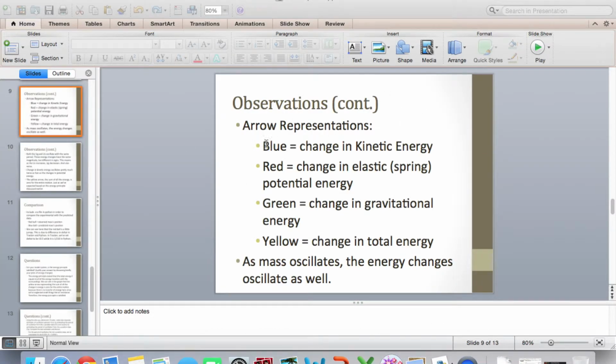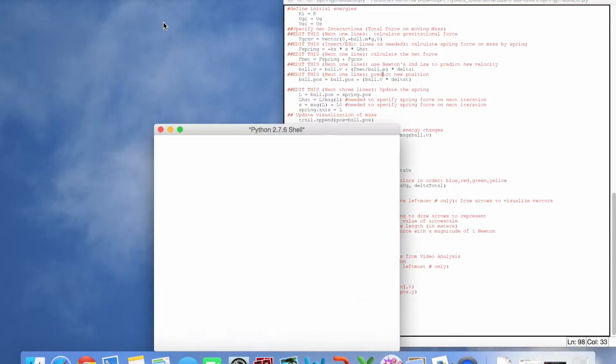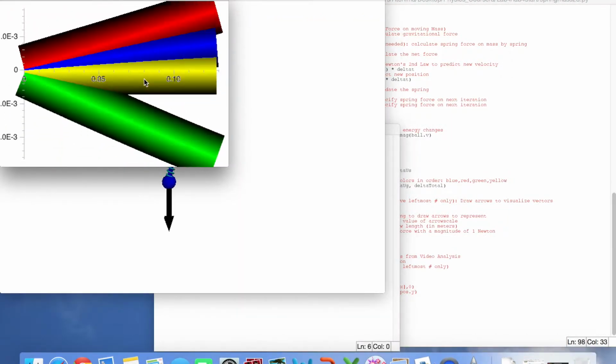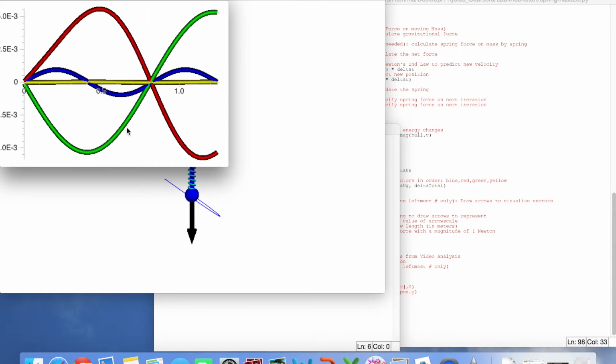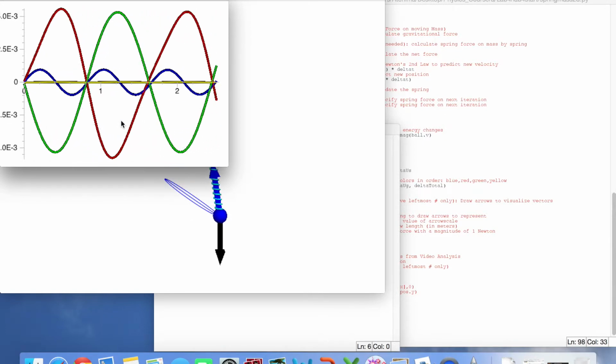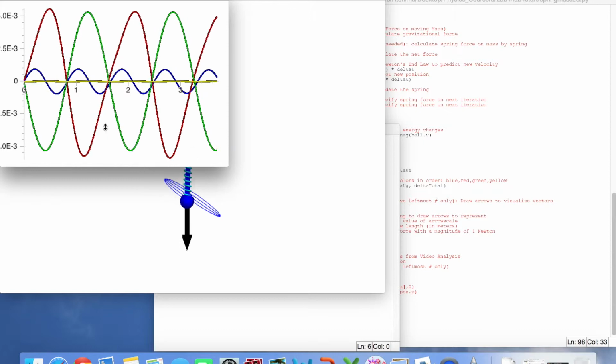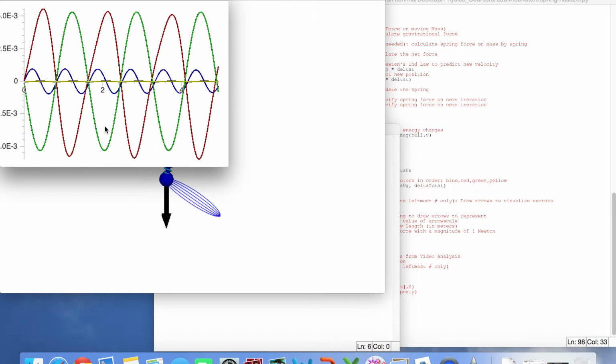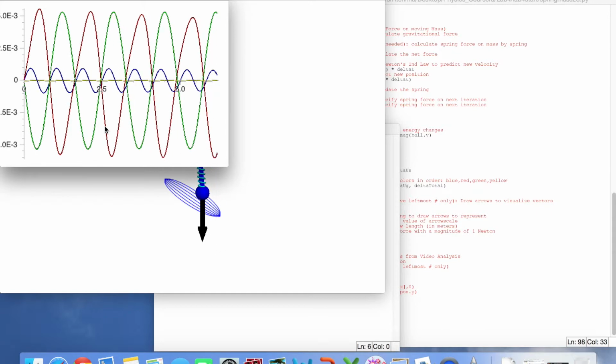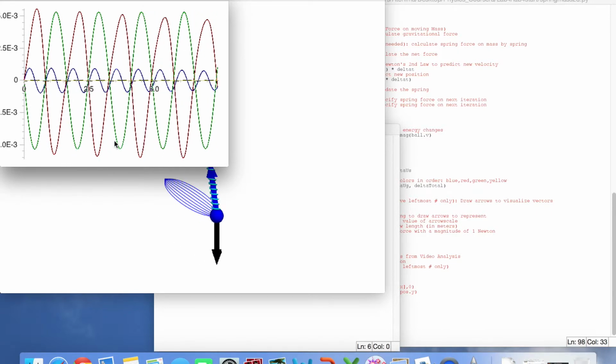Before graphing the energy change, we know the arrow representation. Change in kinetic energy is blue, change in elastic potential energy is red, change in gravitational potential energy is green, and change in total energy is yellow. As the mass oscillates, the energy oscillates as well. When we run the program, we can see that both the gravitational potential energy and the spring potential energy oscillate with the same period. The energy changes have the same magnitude but different signs, meaning that as the spring potential energy increases, the gravitational potential energy decreases, and vice versa.